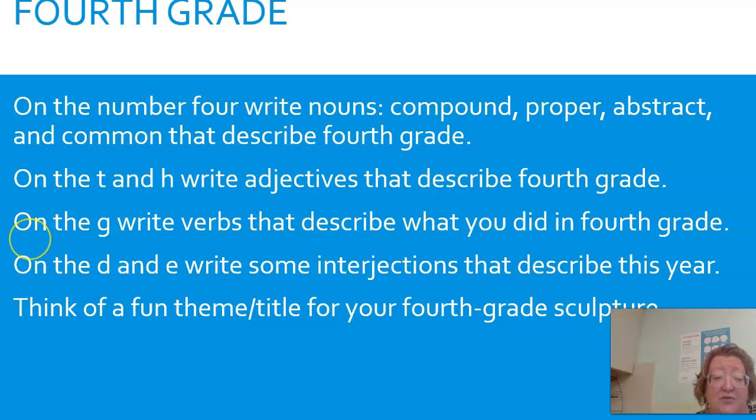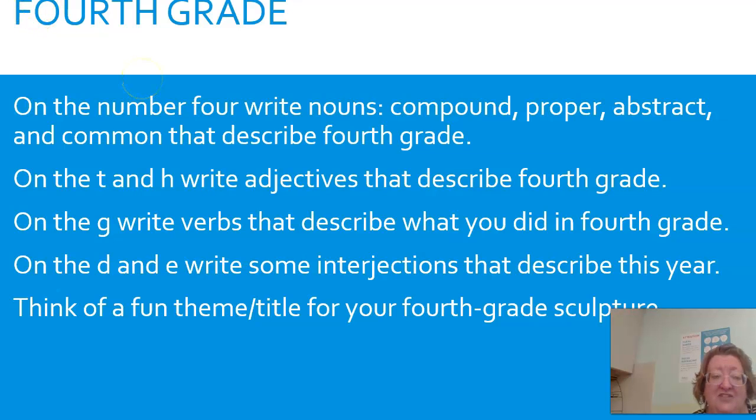On the G, you're going to write verbs that describe what you did in 4th grade. And if you have trouble thinking of some of the verbs, go back to your nouns and see if you can change some of them into verbs. Again, you should be able to come up with 8 or 10, but if you need help, you might be able to ask Mrs. Osborne or maybe a neighbor to help you with some of the words that would be verbs.